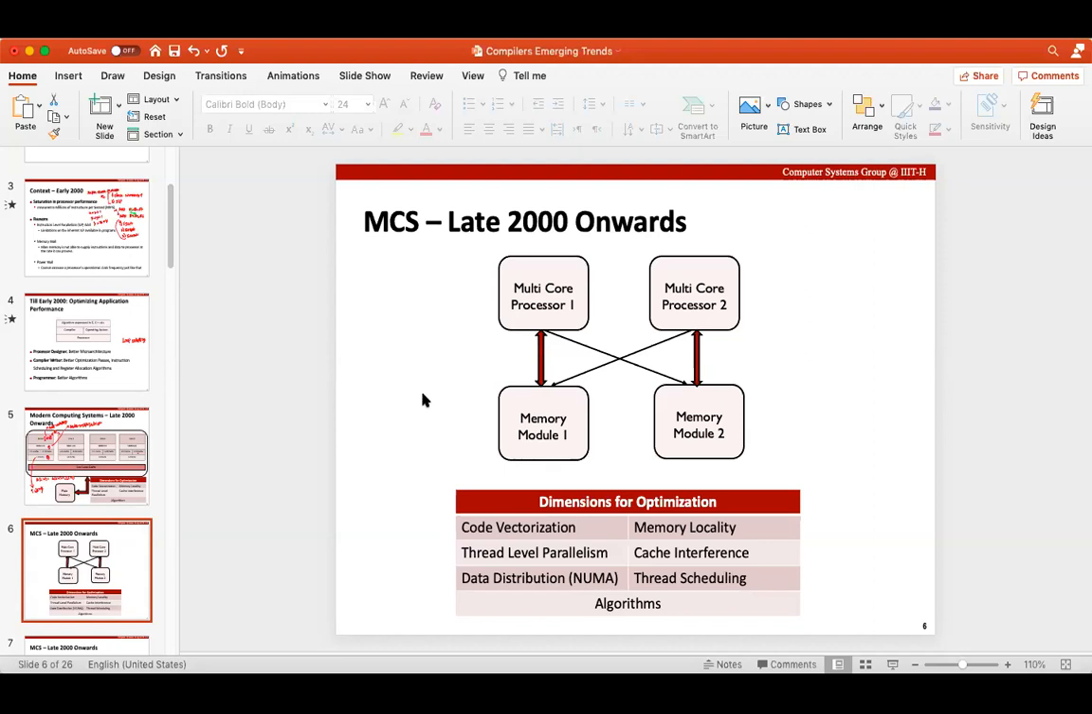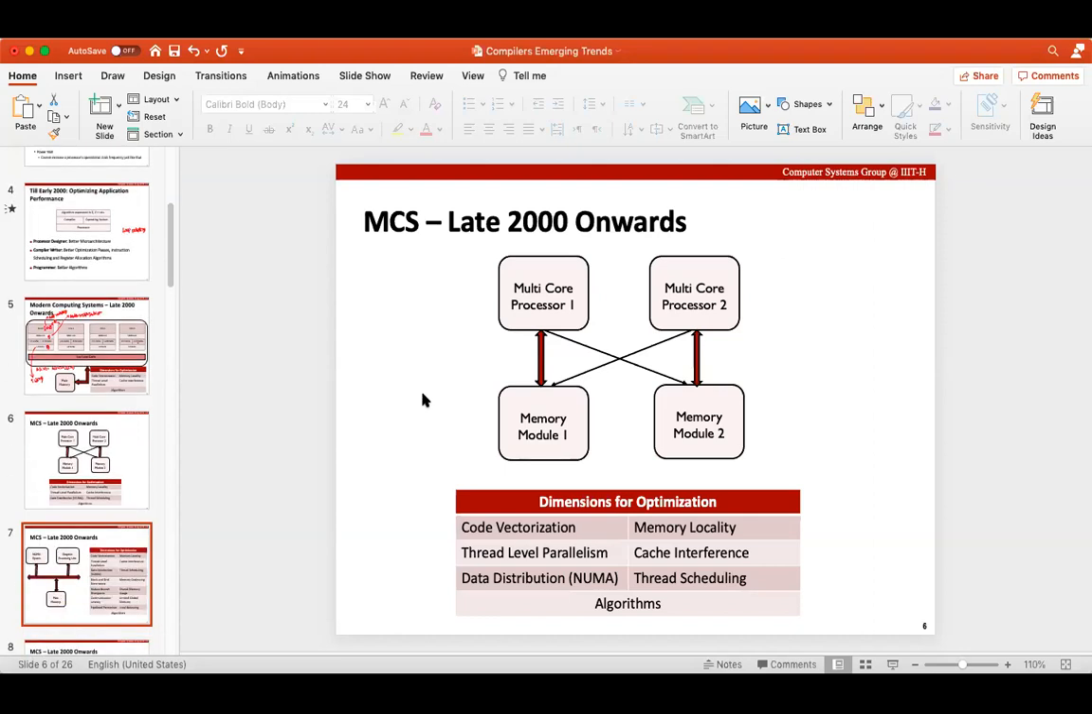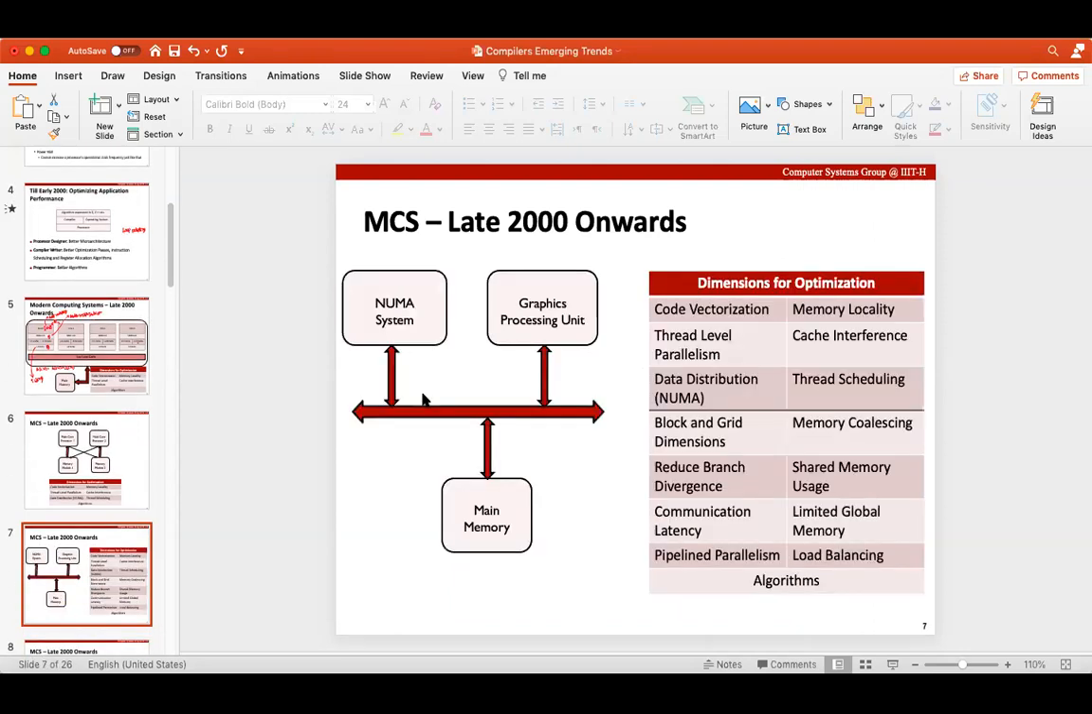And again, optimizing here becomes a challenge, because the performance depends on whether, when a thread is accessing data, the data is present locally, in the local memory module, or in the non-local memory module, right?